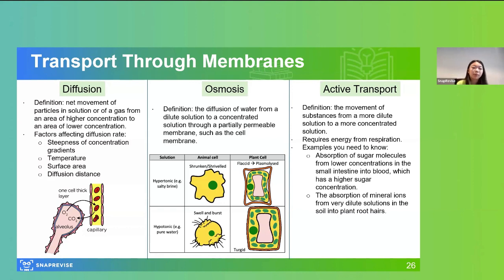So here we talk about the steepness of the concentration gradient. Imagine you have a bunch of particles going around and there's a membrane. There is, let's say, 80% of particles on the right and 20% of particles on the left. That's going to move very quickly and have a very fast diffusion rate because there's such a steep concentration gradient. If there were only 30% of particles on the right and 20% on the left, it's not going to be as quick because it's not as steep. So the steeper the concentration gradient, the faster the diffusion rate.